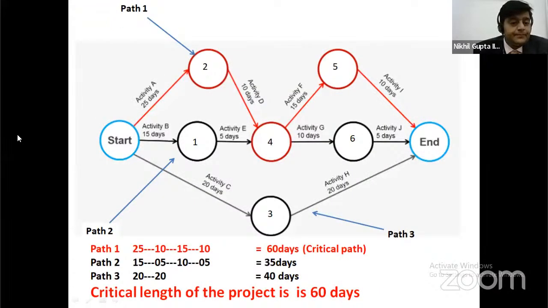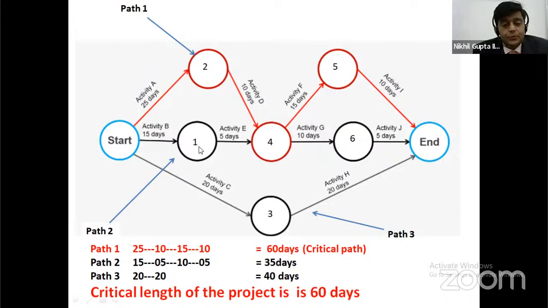Another example. This is the start, and these are the tasks, or activities as we can also say. We discuss path 1 in detail. Path 1 is the start, activity A, activity D, activity F, activity I. Activity A takes 25 days. Activity D takes 10 days. Activity F takes 15 days. Activity I takes 10 days. That means 25, 10, 15, 10 is equal to 60 days.